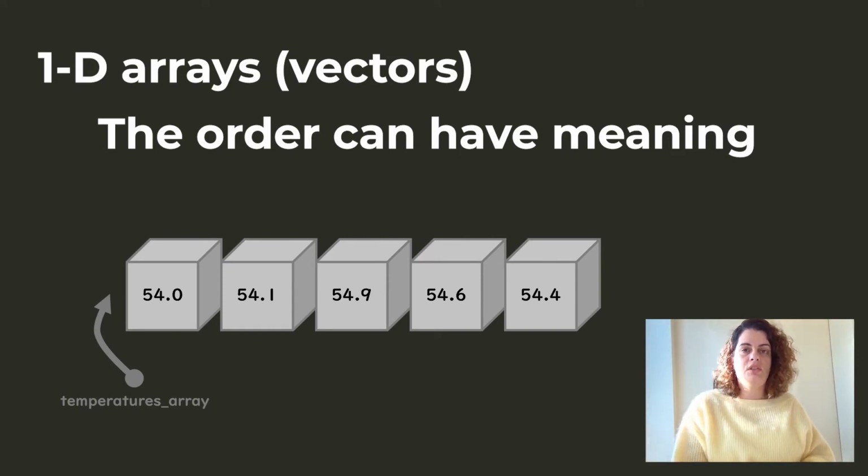So for instance, if you take the temperatures of an equipment over time, the first element will be the earliest, and the last element would be the last measure that you did. So the order in this case matters, but it doesn't depend on the array itself. It depends on how you use the array.